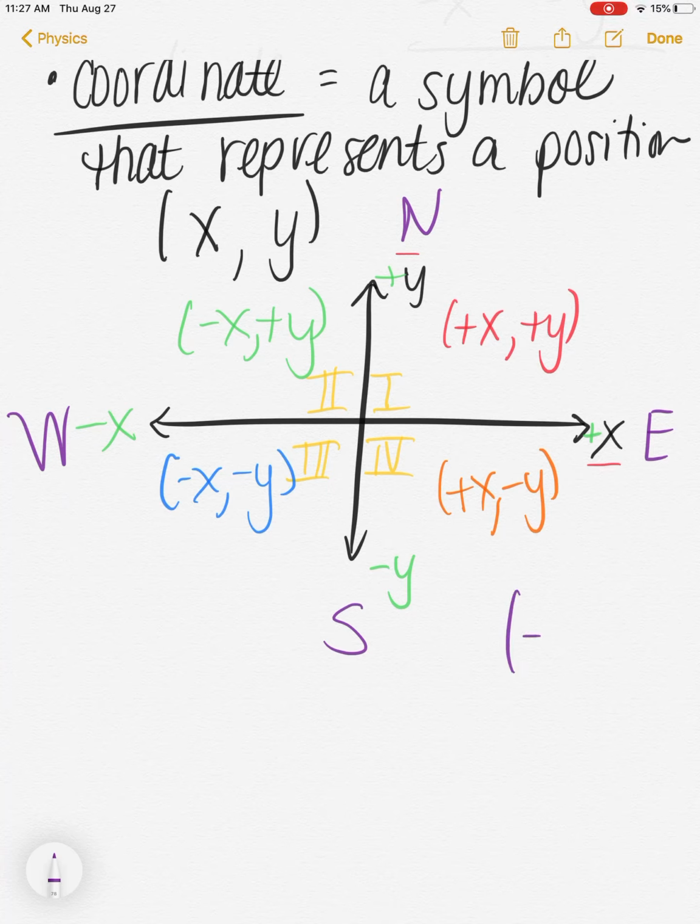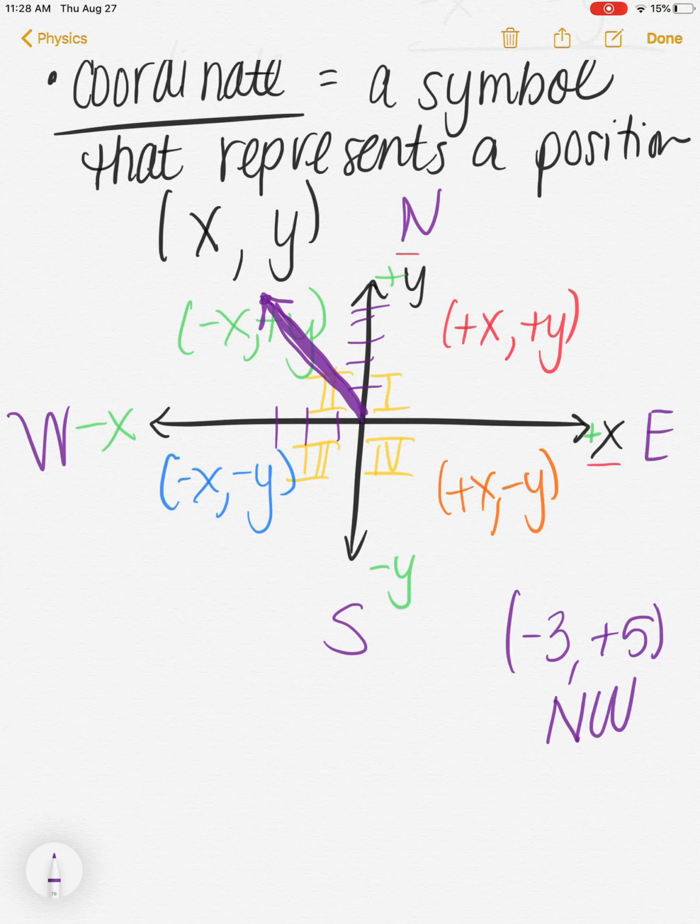So for example, if I gave you the coordinates -3, +5, I would go over here and I would go 3 units to the left on the x-axis, 1, 2, 3, and then 5 in the y direction, positive, and I get a point up here. Trying to figure out how to use this pencil very well. So your vector or your point would be pointing that way. And we would, in general cardinal direction terms, say that that vector ends up being pointed towards the northwest.